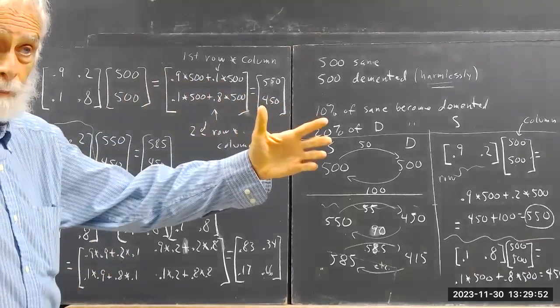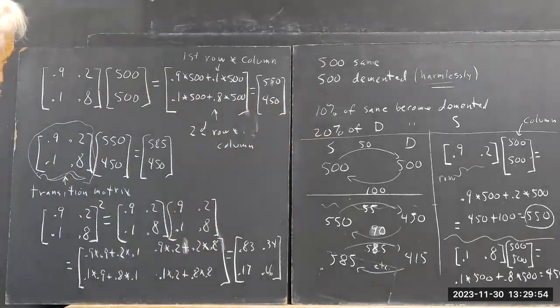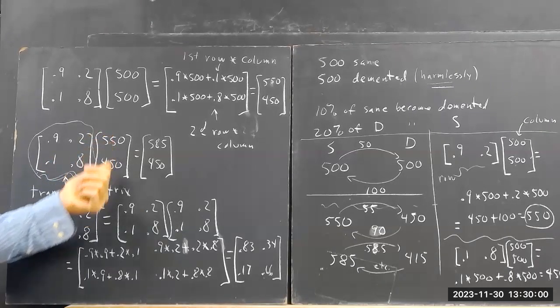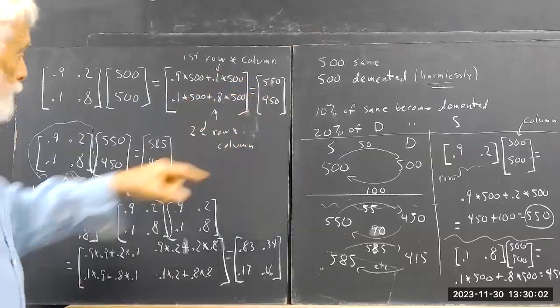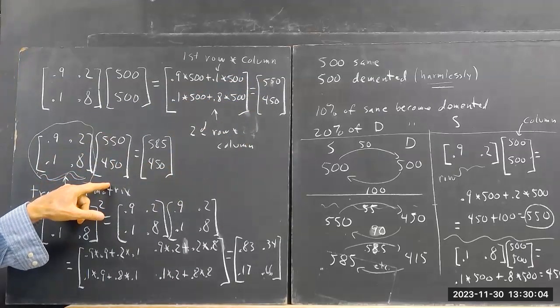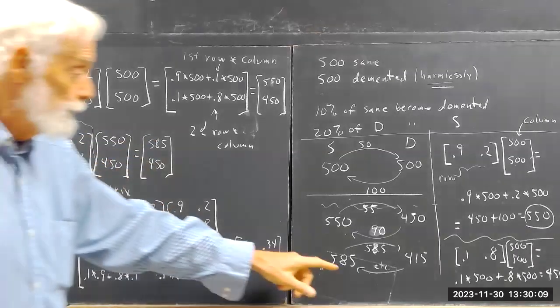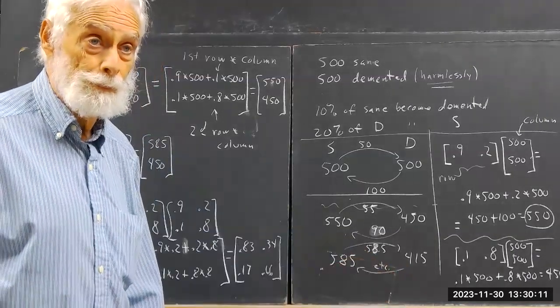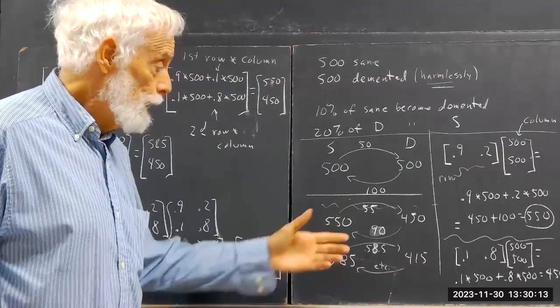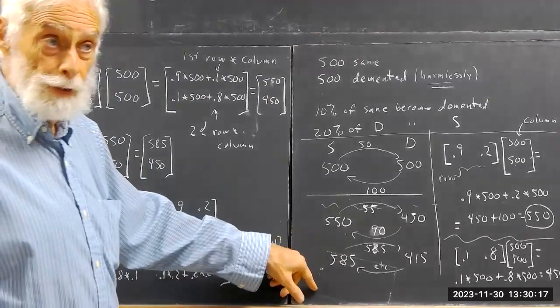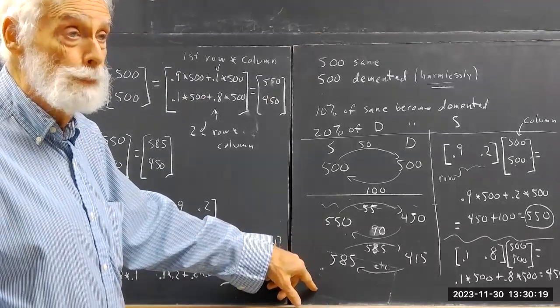Then, if we multiply the same matrix by our result, 550, 450, we're going to get 585, 415, which is exactly what we get if we do this. Now, what's the advantage of doing this as opposed to just doing it like this? Well, there's a big advantage.